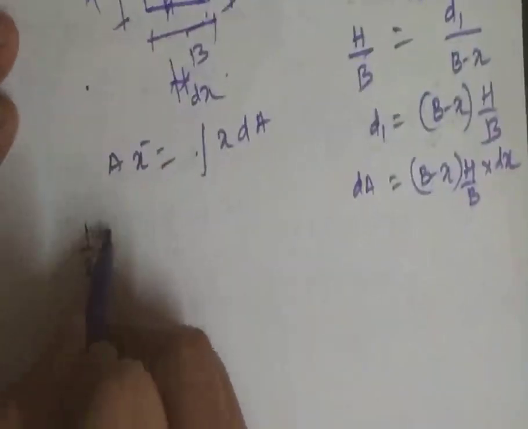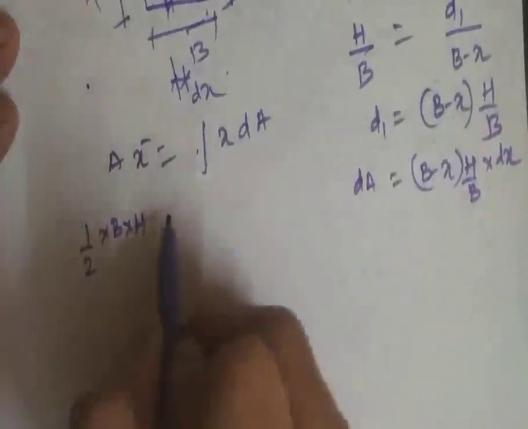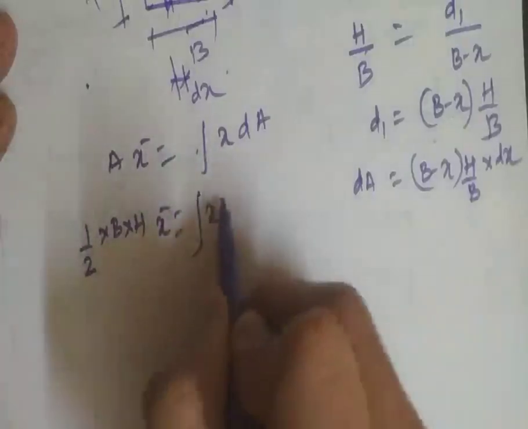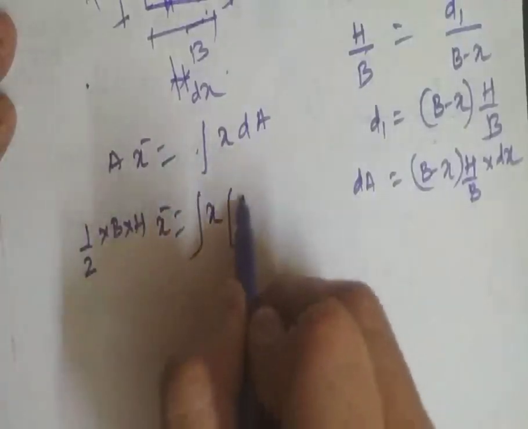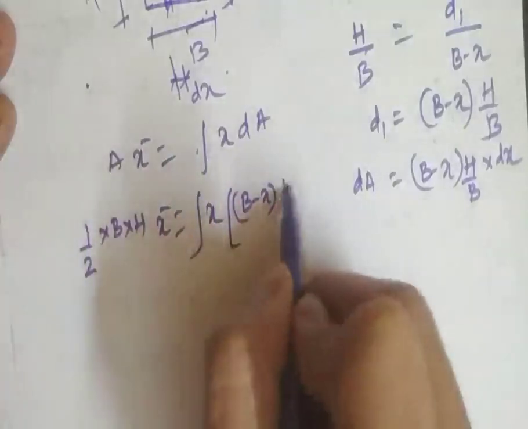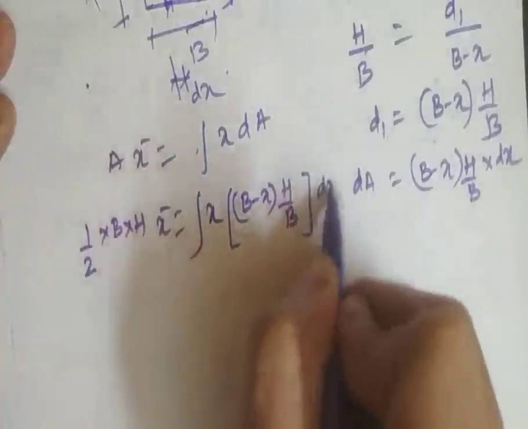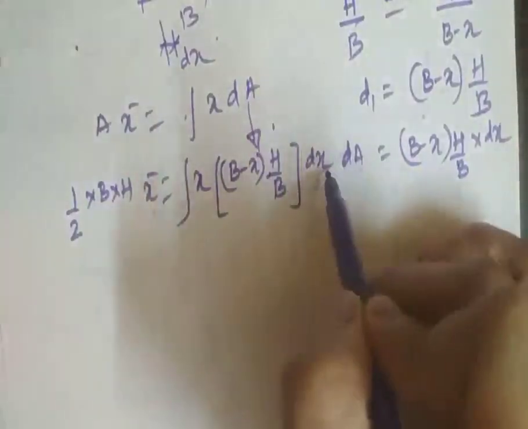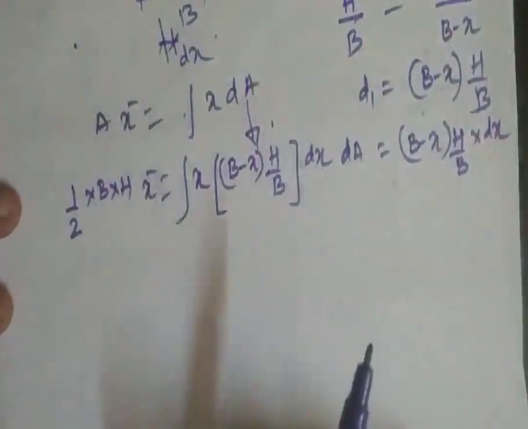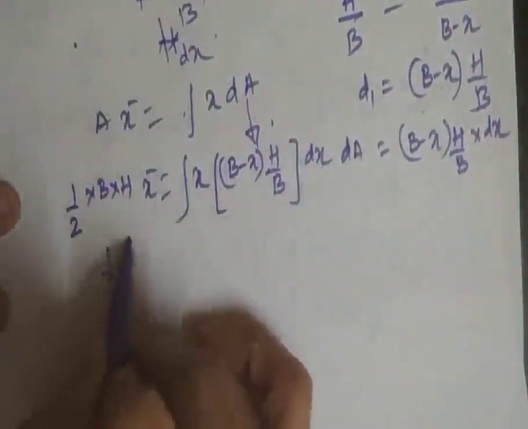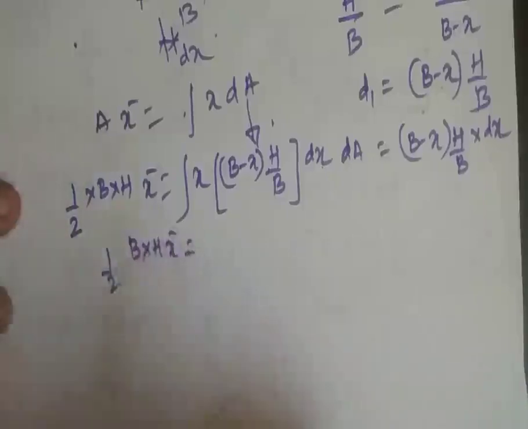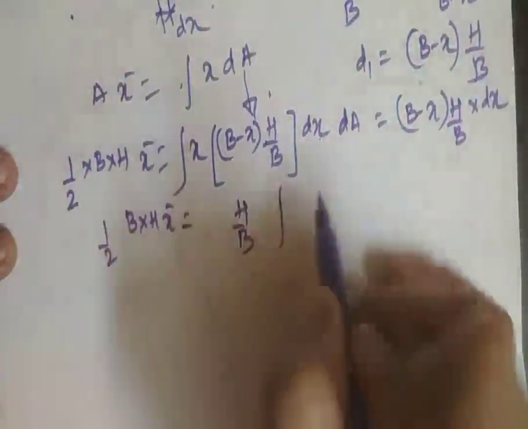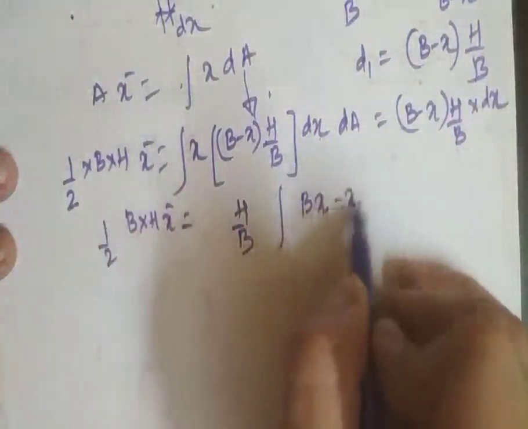The area of the triangular strip is half base into height, into x bar, integration. X is as it is. When we substitute this term, it will be (b minus x) h by b into dx. This is the area of the elemental strip, and this will be the thickness of the elemental strip. Now to solve this, h by b we take outside, so the integration is of bx minus x square dx.